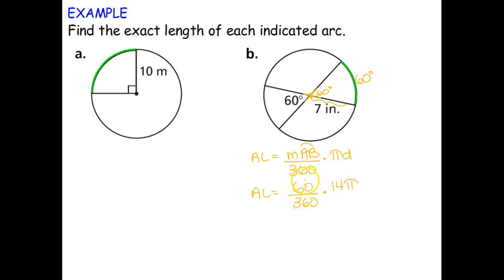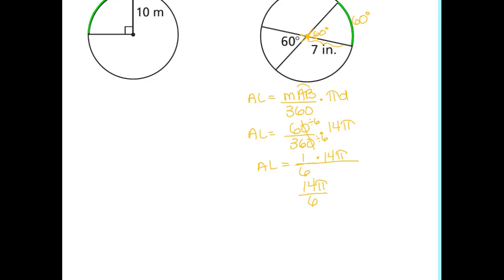And then here, remember, reduce your fraction first. So 6 over 36, these are both divisible by 6. So you would have 1 over 6 times 14 pi. Turn this into one big fraction. 1 times 14 pi is just 14 pi. We have over 6. 14 over 6 will reduce down. So we can divide both of these by 2, which would give us 7 pi over 3.